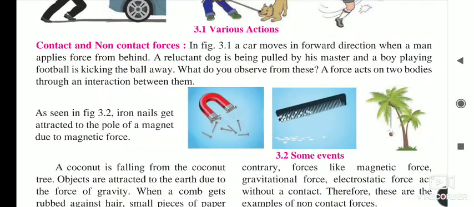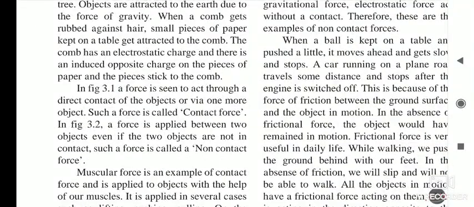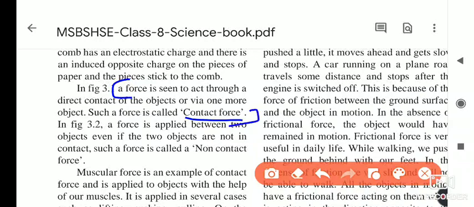So if you see here, it is the definition of contact force. If you read the lesson, you have to read the lesson before solving the test, then only it will be easy for you to find these answers. A force is seen to act through the direct contact of objects or via one or more objects. Such a force is called a contact force. This is the definition of contact force.